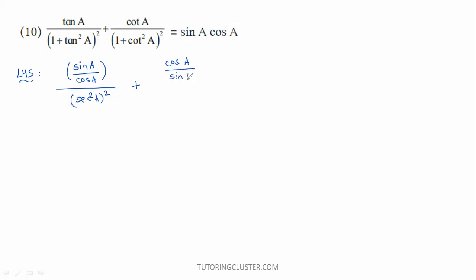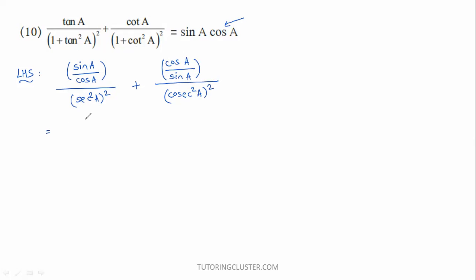Cos upon sine. Because on the RHS, we want sine and cosine terms. So that's why I'm converting tan and cot in terms of sine and cos. What is 1 plus cot square A? Cosec square A, bracket square.